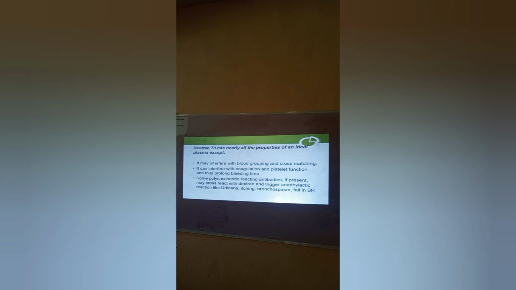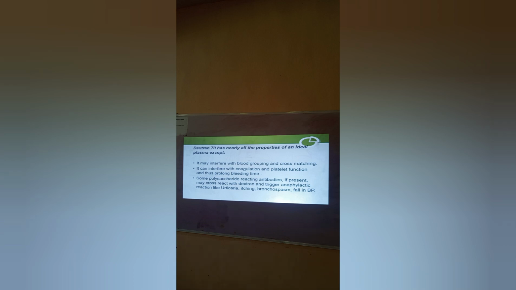Dextran 70 has nearly all the properties of an ideal plasma expander. One thing about these products is that their properties must be similar to the properties of plasma in the body. So they have all the properties of an ideal plasma expander except these few that we have here. One, it may interfere with blood grouping and cross matching.